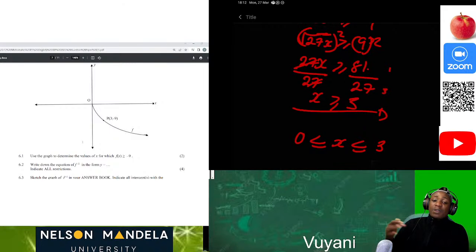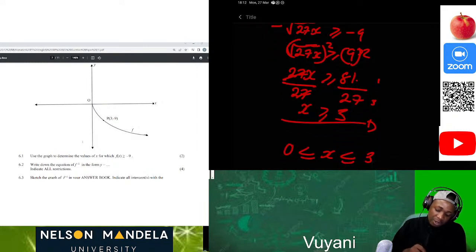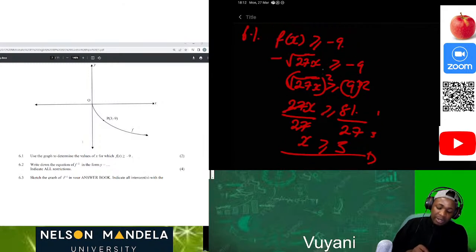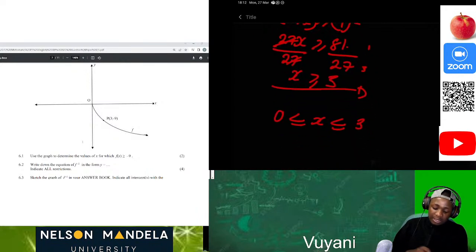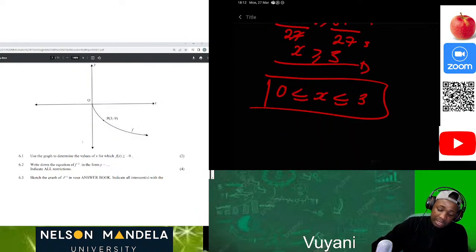So guys, if you are slow like me and you don't understand how to get the answer directly, I would advise that you just substitute in the original equation here after you have done everything. Now you start from 0 and check if you substitute 0 here, are you going to get a number which is greater or less than negative 9? Then you can see the range that it should be between 0 and 3. Then you get your 2 marks.